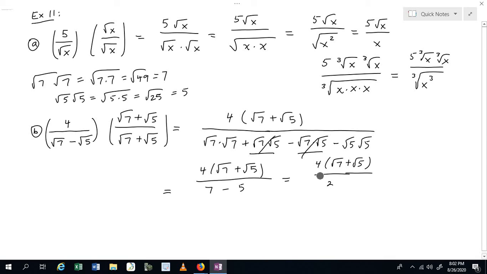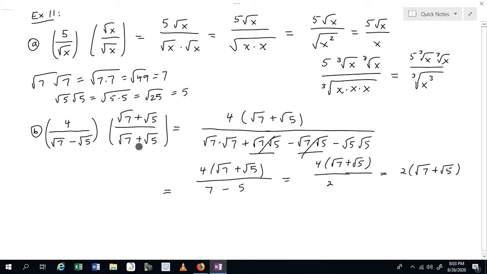Now, just to finish this off, we can simplify this a little bit further because 4 divided by 2 is just 2. So it's the same as 2 times the quantity square root of 7 plus square root of 5. Now, last thing I want to talk about before we're done with this example is why did multiplying by the conjugate work? Why did we do that?